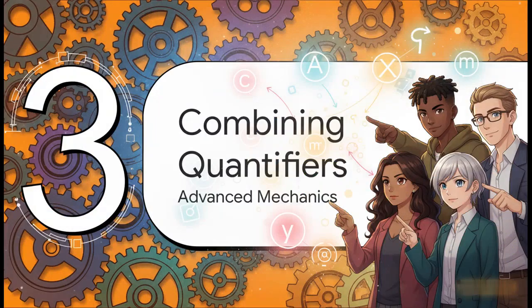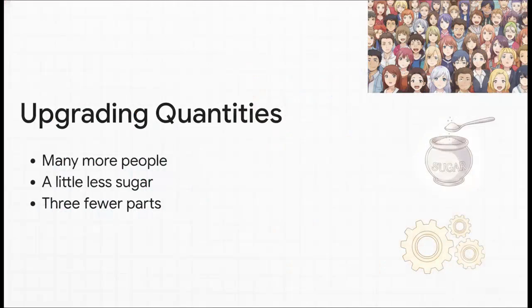All right, section 3, combining quantifiers and numbers. With our basic tool set in hand, we can shift gears into some more advanced mechanics. This is where you go from speaking basic English to commanding the language with absolute precision. Often, we need to compare quantities, right? We can combine quantifying determiners with numbers or with each other to build exact measurements.